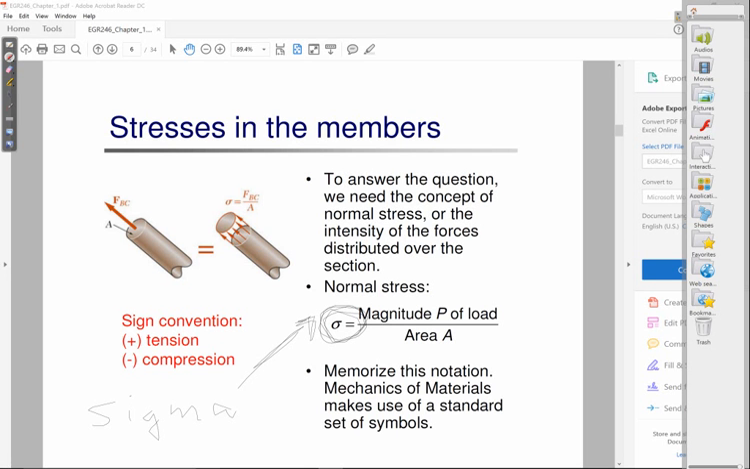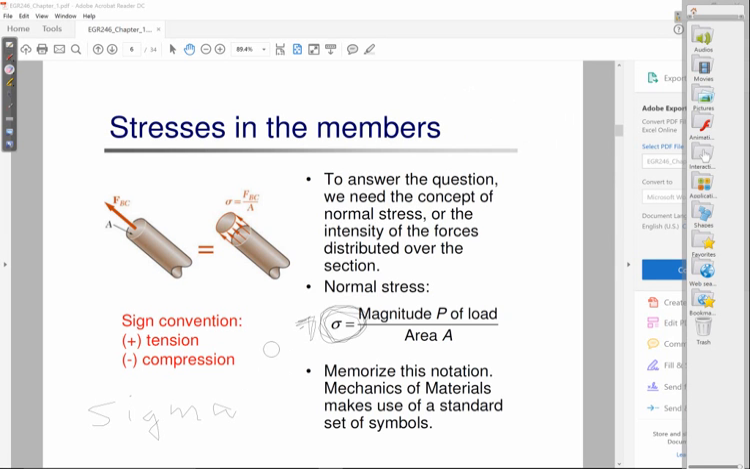So there is our first formal definition: sigma is equal to P over A. That's what it's going to be simplified as. Sigma is the normal stress, P is the tensile or the compressive force, and A is the cross-sectional area. Hopefully I've convinced you that making use of this normal stress is better from a design perspective than simply using the force. This is going to be very important for us, because we're going to use this now throughout the course.